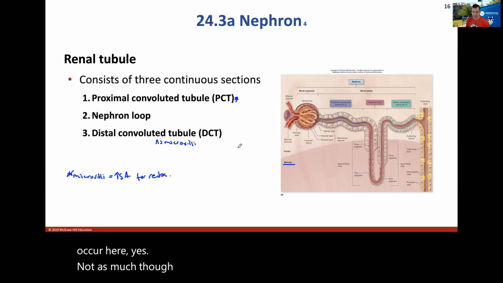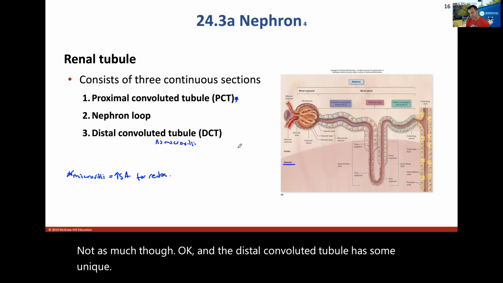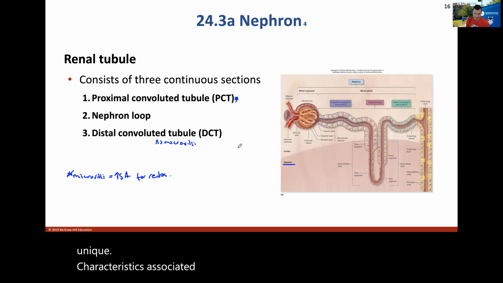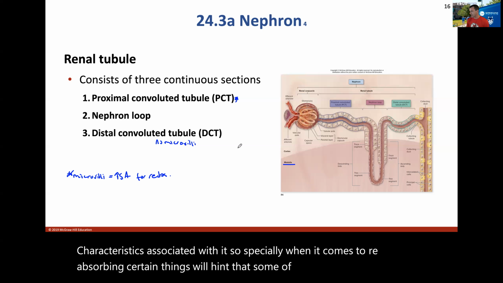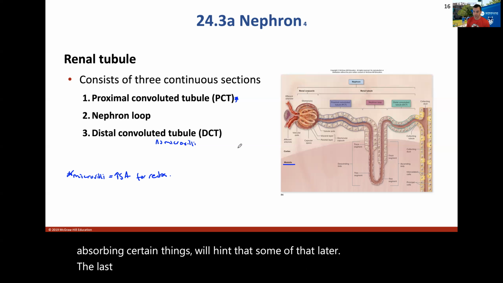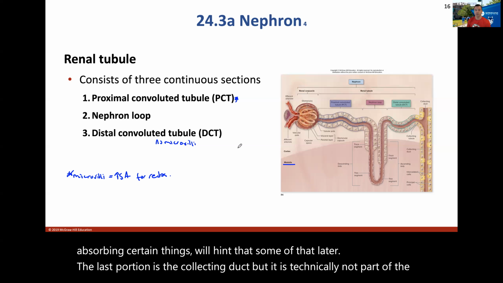And the distal convoluted tubule has some unique characteristics associated with it, especially when it comes to reabsorbing certain things, and we'll hint at some of that later. The last portion is the collecting duct, but it is technically not part of the nephron, so we'll talk about that later.